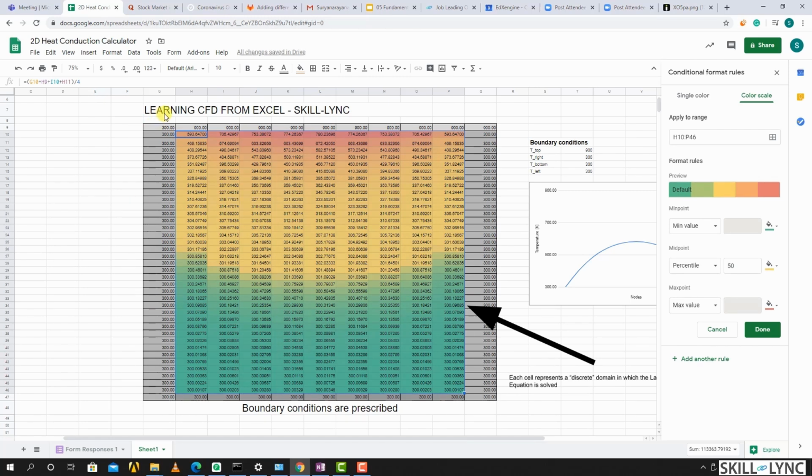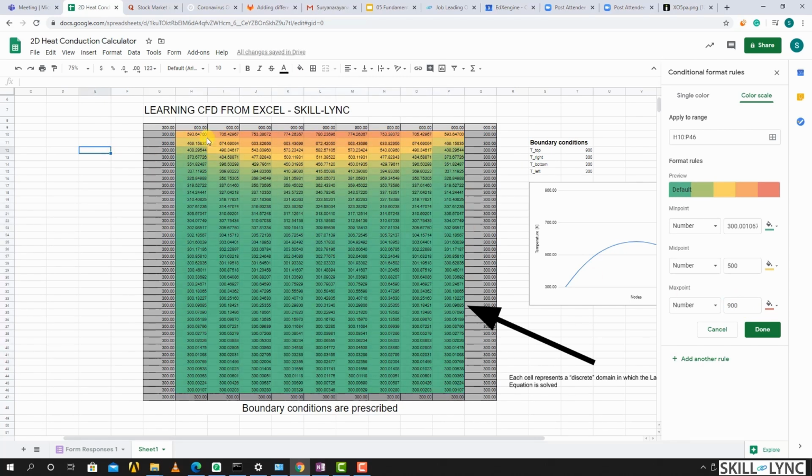Immediately you can see that there are some nice colors. I'll explain what those colors mean. I'm going to say that if it is 300 Kelvin, the color should be green, and if it's 500, it should be yellow, and if the temperature is say 900, it should be red. And you can immediately see how heat transfer takes place in this particular case. The top of your rectangular plate is heated up, and you can see that the temperature values are very high.